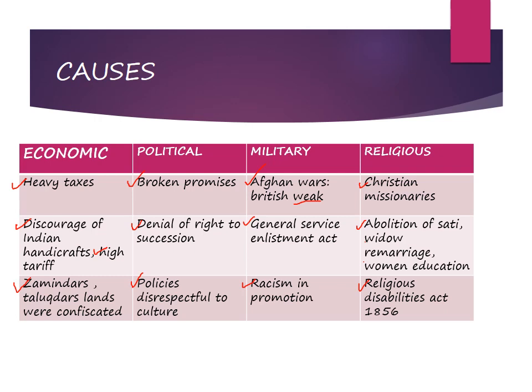Political causes? The broken pledges and promises of the British led to suspicion in the minds of princes. Right of succession was denied to Hindu princes. Now, these policies were disrespectful of the Indian culture.